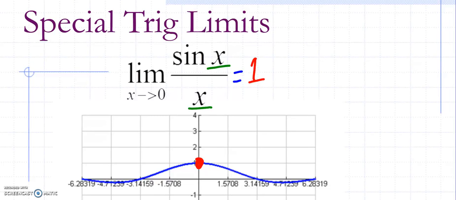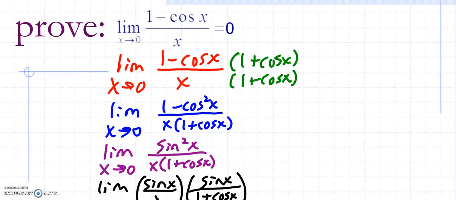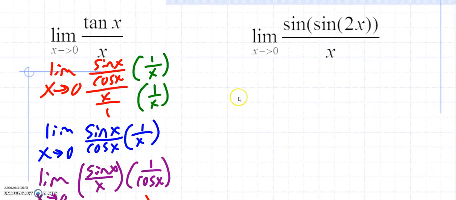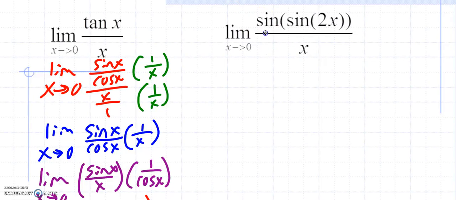So thinking about that, I want you to try and see if you can evaluate the limit as x goes to 0 of sine of 2x over x. Notice that this is not multiplication. This is the sine of 2x. Okay. Pause the video. Try that on your own. Unpause when you're ready to check.